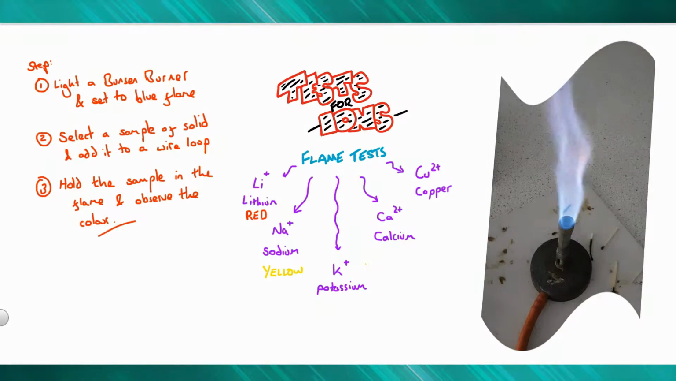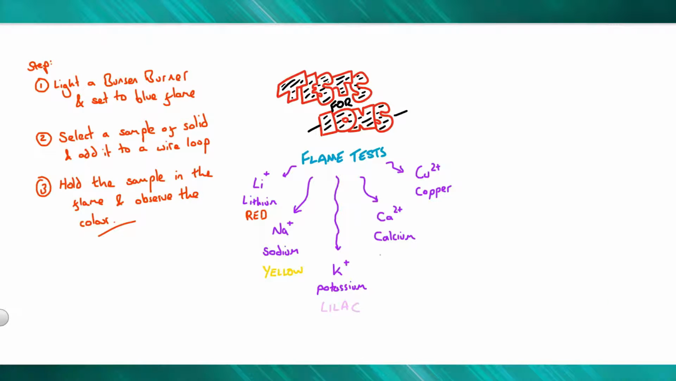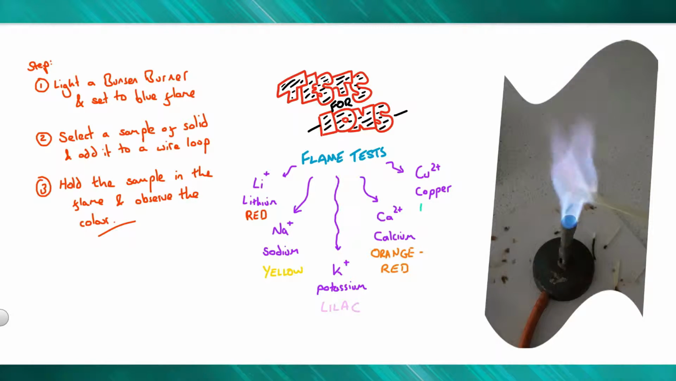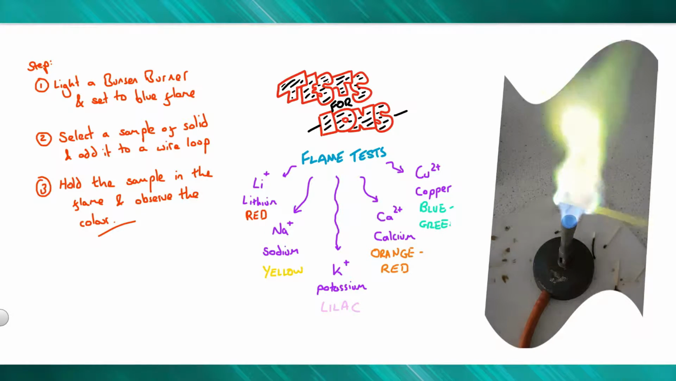Potassium, I do the same again. I take my splint, I put it into the flame with my potassium solution in, and you can see it's gone lilac. Next, if I take calcium, put that into the flame, it becomes orangey red. And finally, I take my copper solution, I put that into the flame, and it becomes a bluey green colour.